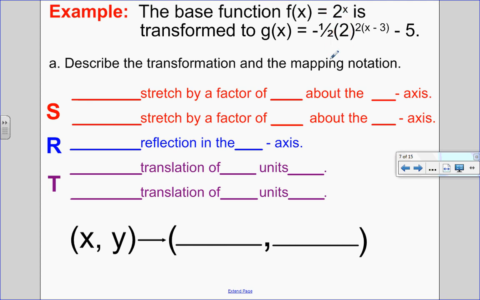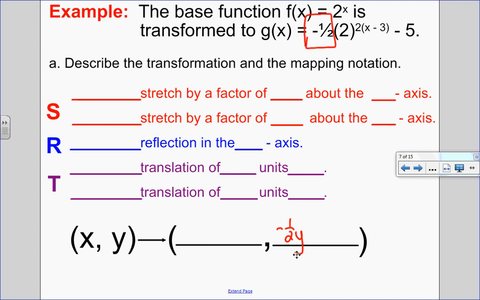So let's just do this in pieces, okay? Let's look at the negative 1/2 in the front here. So the negative 1/2, that's my a value. So that means that I'm stretching it vertically by a factor of 1/2, and I'm also reflecting it. So all my y values will be negative 1/2 y.